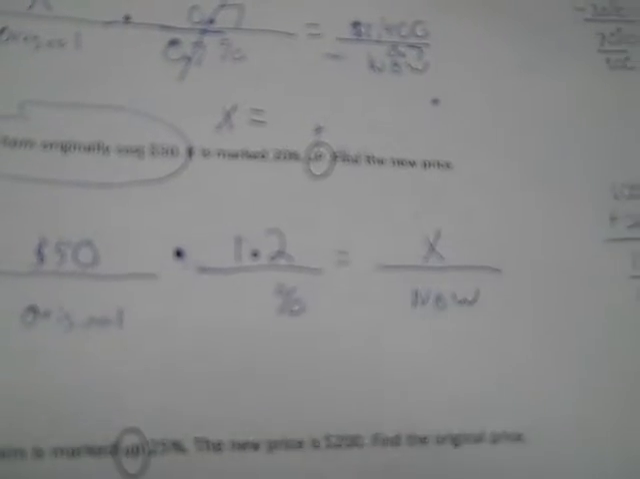Now I need to know where to put this. All you've got to do is read the sentence. An item originally cost $50, so it's the original. And I don't know the new. It says find the new price, so that's X. Whatever you have to find, that's where your X goes. And this is easy. X is by itself, so you just multiply. 50 times 1.2 is 60. So 60, that's dollars.